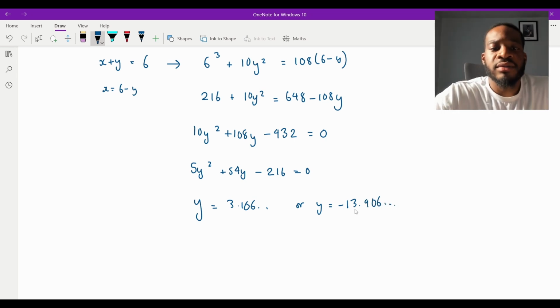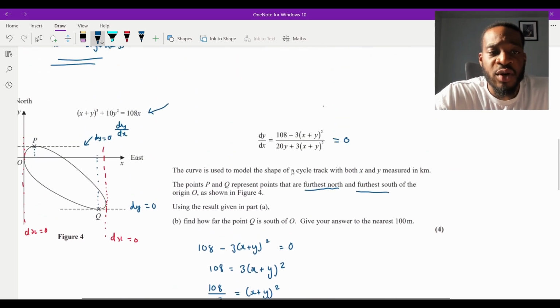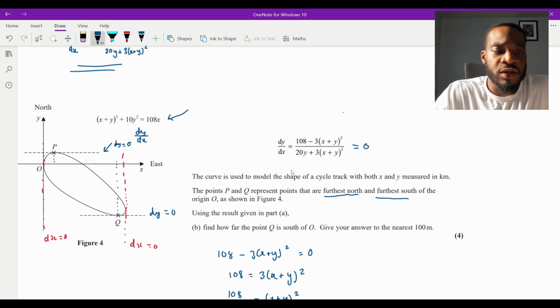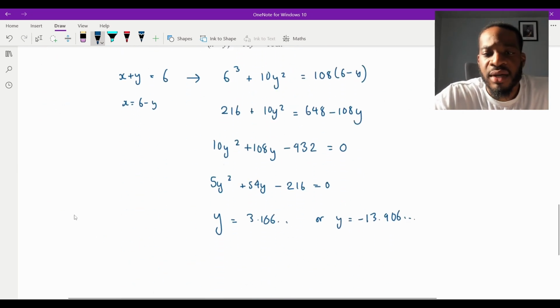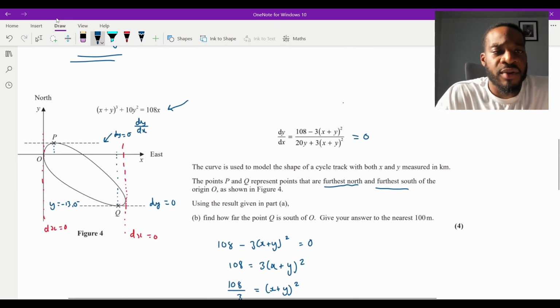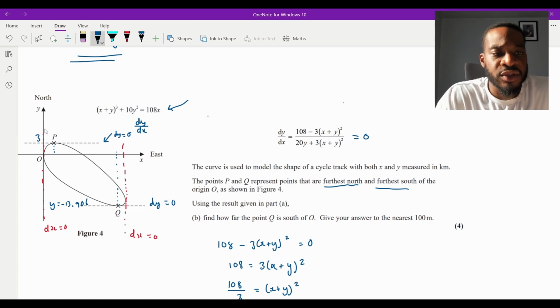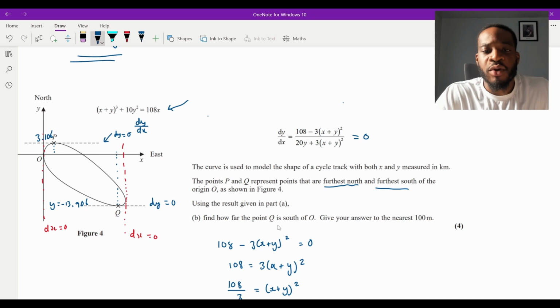Blah, blah. Now remember, we expect this because when we look at the diagram, P has a positive y coordinate, Q has a negative one. So this one here is going to be y is equal to minus 13.906, sorry, 13.906. That's that one there. And then this one is 3.106, right?